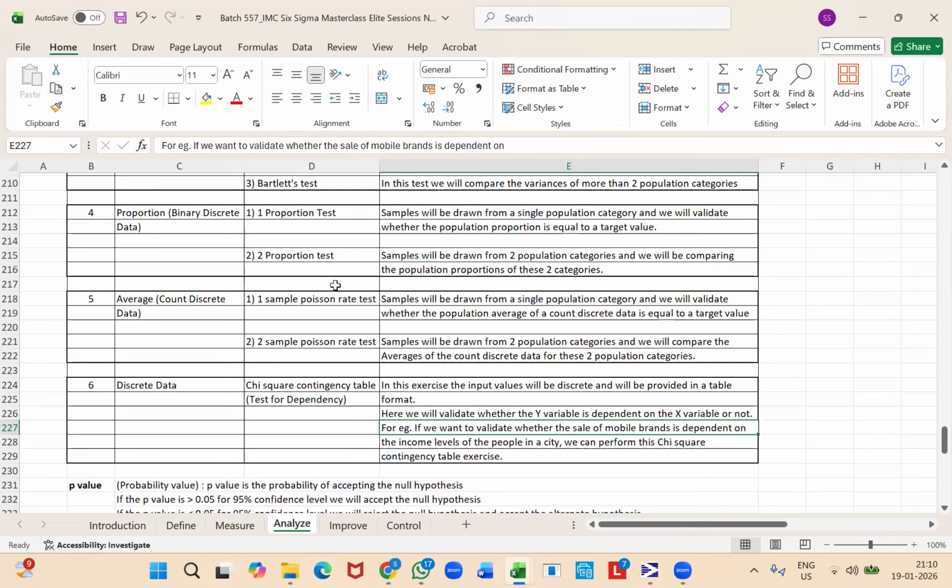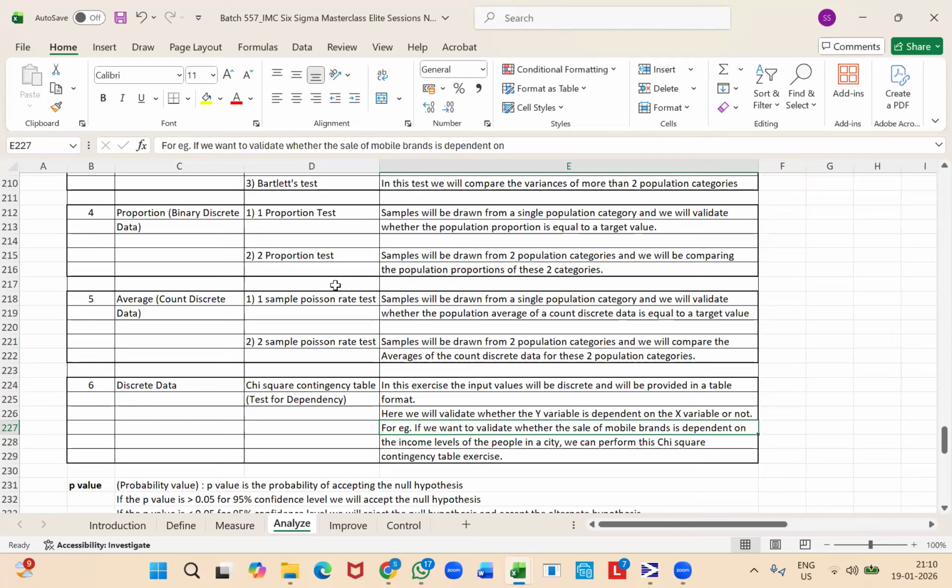But for the chi-square contingency table, the hypothesis statement will be in a text format. The null hypothesis will be: the y variable is independent of the x variable. So in the chi-square contingency table exercise, we need to identify which one is the y variable and which one is the x variable. There will be two variables given. First and foremost, identify which one is the y variable and which one is the x variable. Y is the effect variable, x is the cause variable.